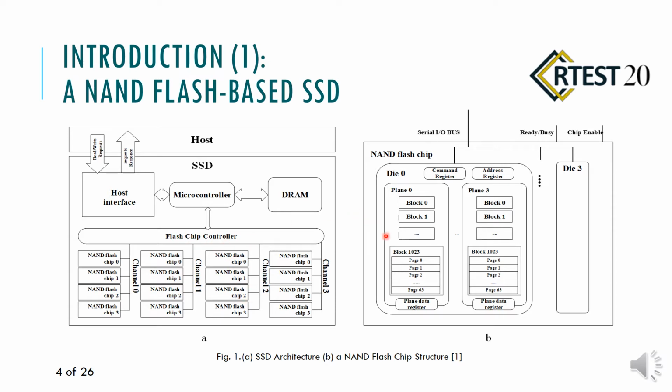As you can see in the right figure, a NAND flash chip contains multiple dies, and each die contains multiple planes, and each plane consists of several blocks, and each block consists of several pages. Each die has its own command and address registers, which enable it to serve requests individually.